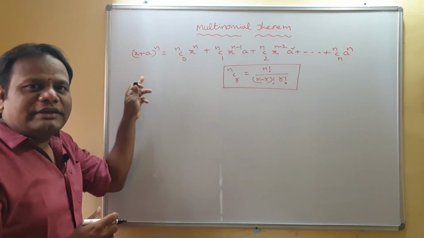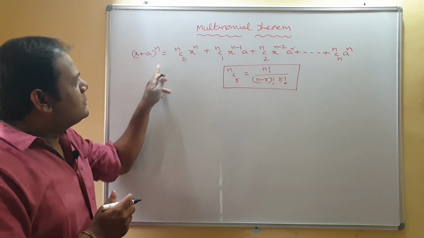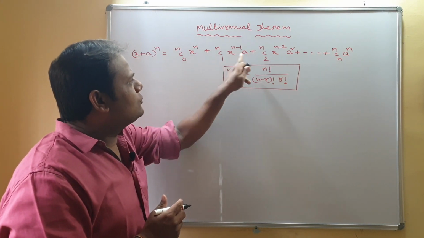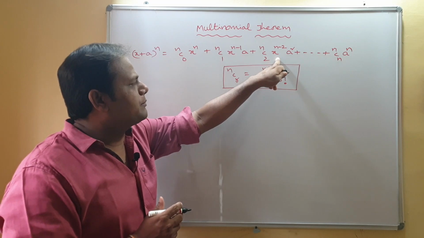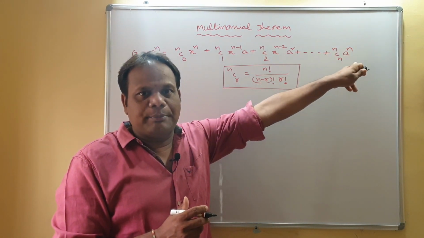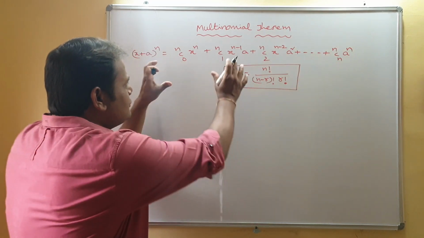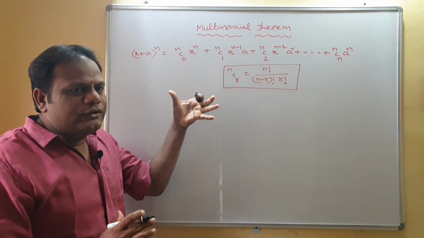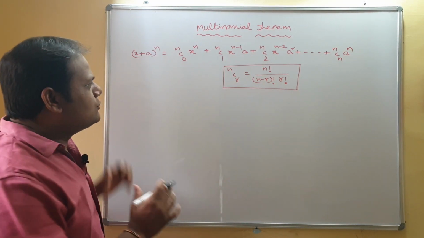You know that (x + a)^n = nC0 x^n + nC1 x^(n-1) a + nC2 x^(n-2) a^2 + and so on, plus nCn a^n. I am going to simplify this and give you some other notation for this.